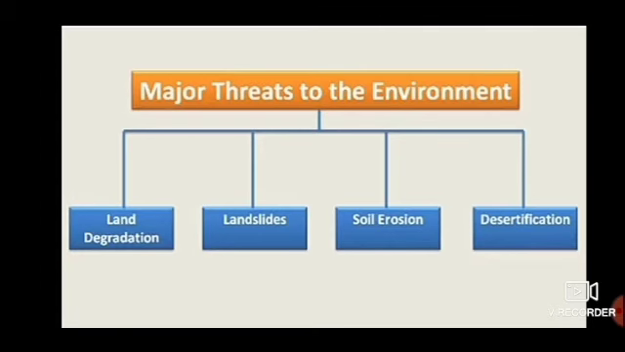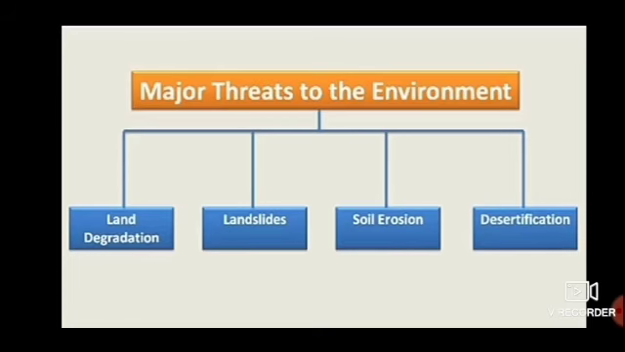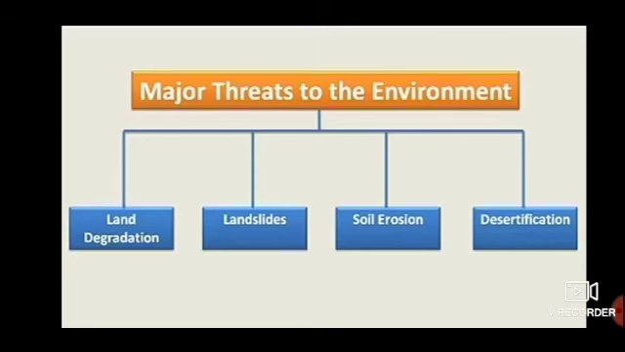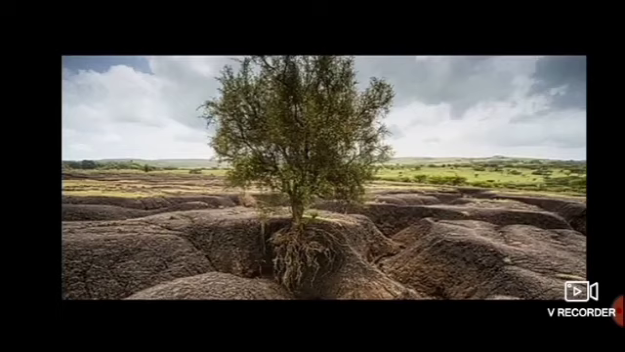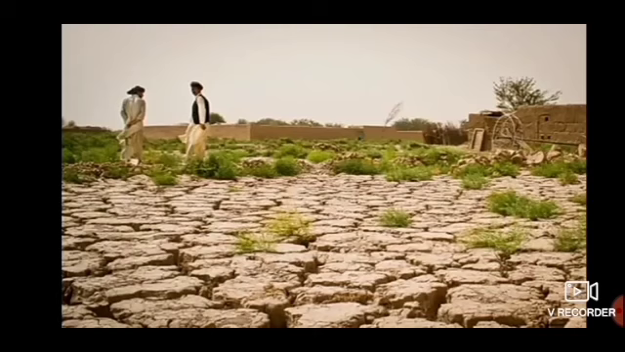Now, what are the major threats to the environment? They are land degradation and landslides. See, land degradation is when land loses fertility. Landslide is when a big surface of land slopes down, slides, shifts. Soil erosion is the removal of the top layer of the soil, which degrades the fertility of the soil. And last is desertification, when fertile soil is no longer so fertile.